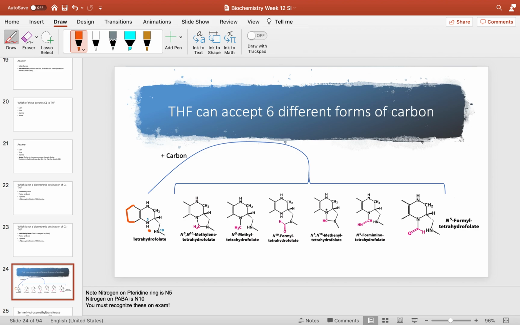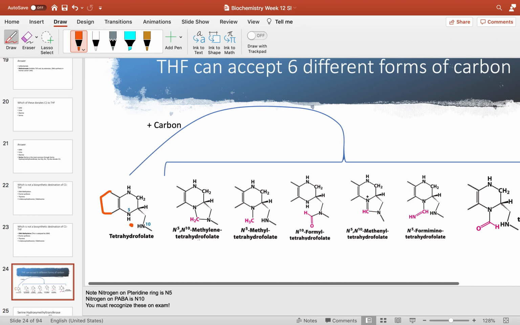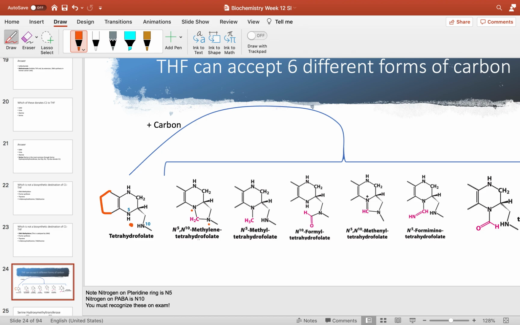But there are 6 ways actually this carbon can take form. So let's look at them. One important thing for nomenclature is that nitrogen in the pyridine ring is number 5, and the nitrogen in the PABA is number 10. So let's start from the left. So over here, there's a carbon that's attached to both of these nitrogens. So we write N5 for this one and N10 for this one. However, this one is named methylene. So anytime you see a CH2, this is named methylene, as opposed to CH3, which is methyl. So because it's CH2 and it attaches to both N5, N10, methylene.